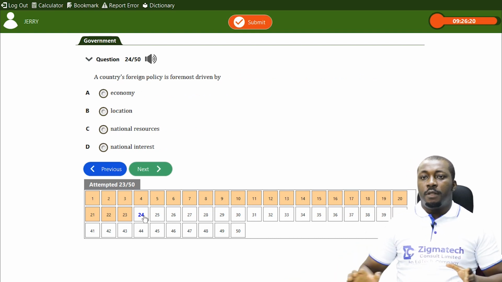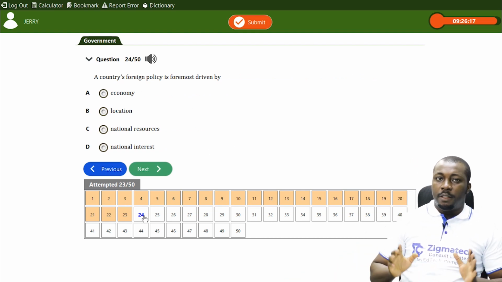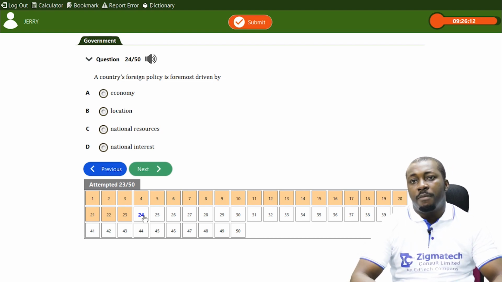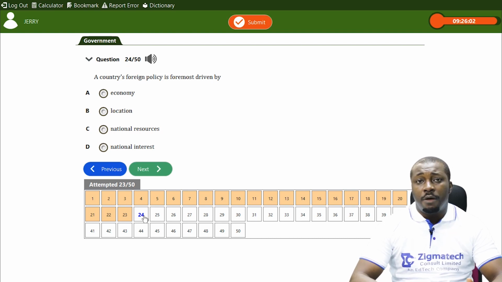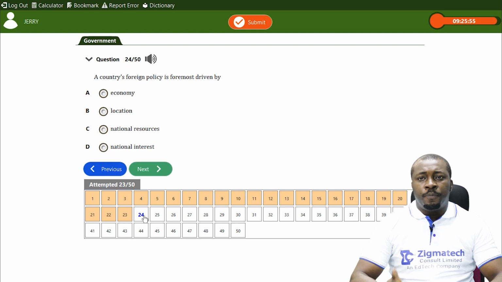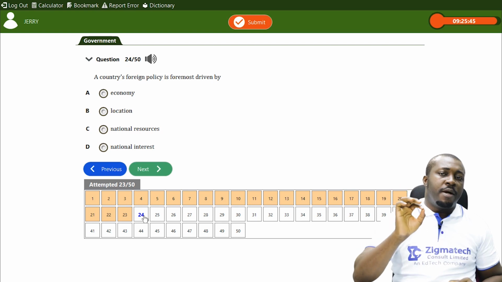A country's foreign policy is foremost driven by... Remember, this question tests your knowledge on foreign policy, which when we talk about foreign policy, we are referring to the principles, standards, norms, rules that guide the nation's interactions with other nations and its stand on any international question that comes up. And specifically, this question also tests you on the factors that influence foreign policy. But it's talking about the foremost.